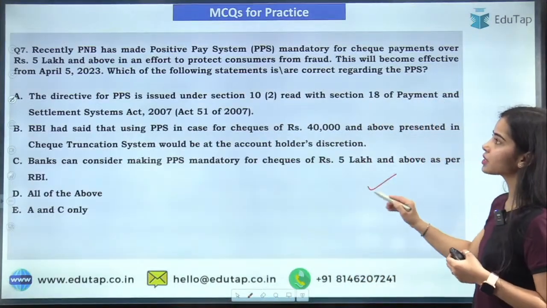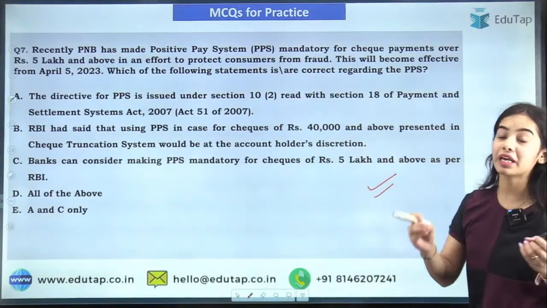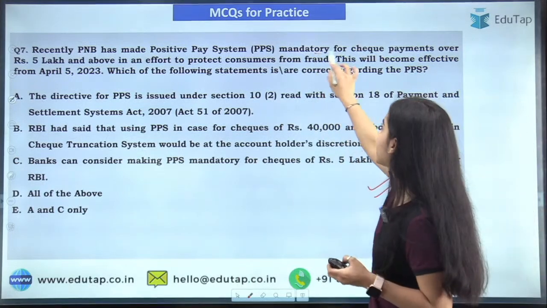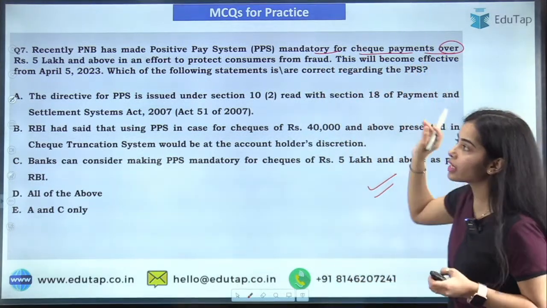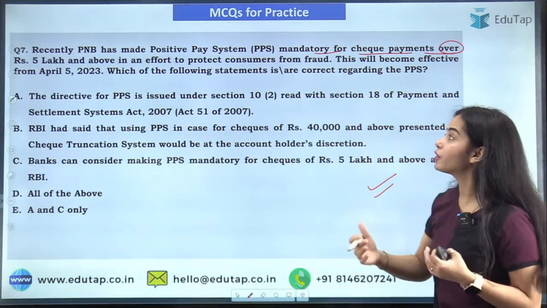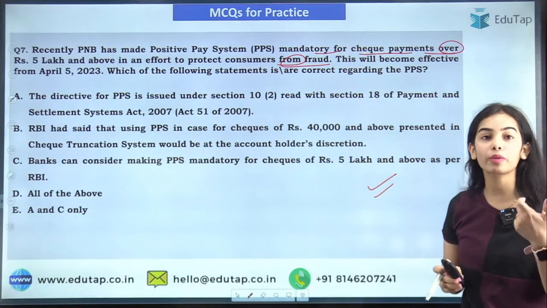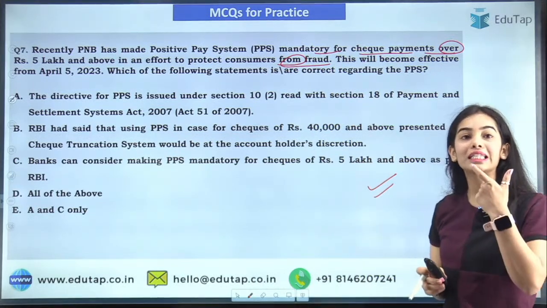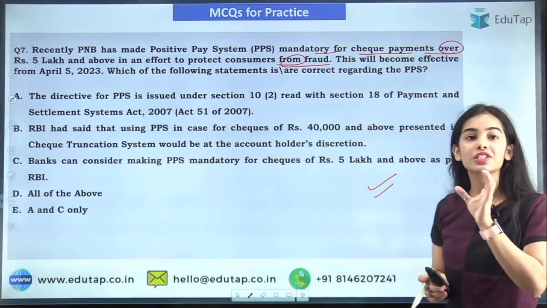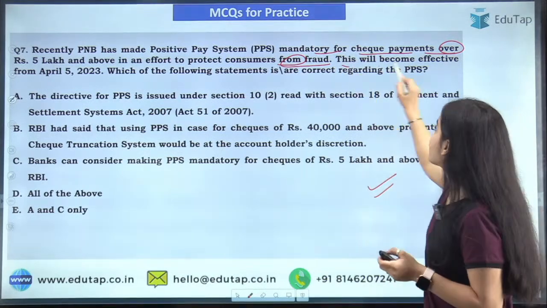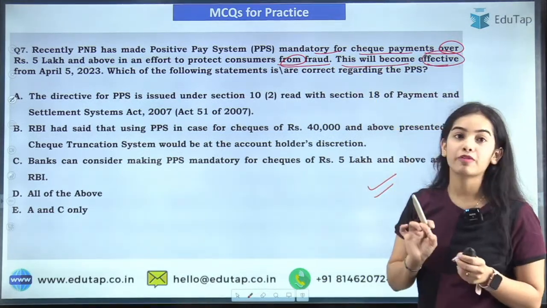Next, coming to this news article, that is regarding PNB having made the positive pay system mandatory for check payments of rupees 5 lakh and above in an effort to protect consumers from fraud. Okay, so the positive pay system was brought by the Reserve Bank of India for the check truncation system. This will become effective from April 5, 2023.